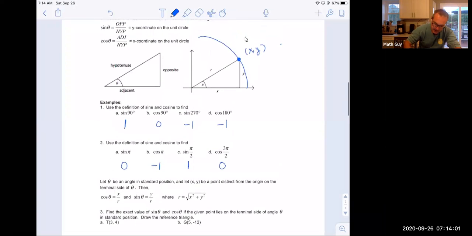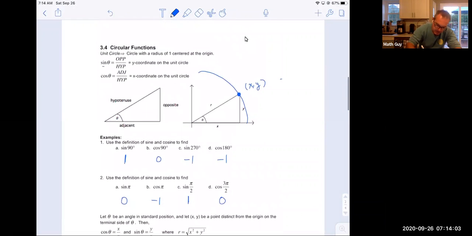So for our purposes, if you just remember sine is the y-coordinate, cosine is the x-coordinate, I think you'll be in really good shape. Hope that helped.